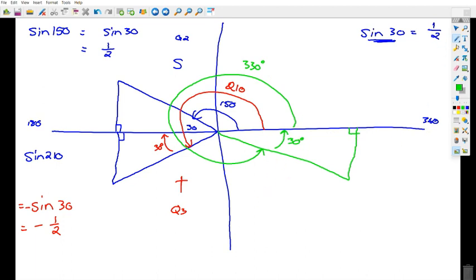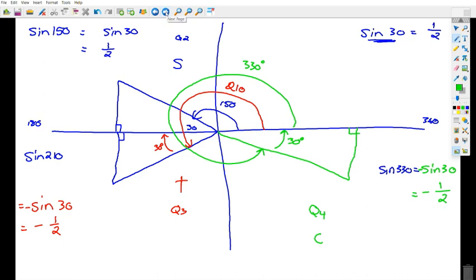So instead of saying sine of 330, I can write sine of 30 degrees. But where am I? I'm in quadrant 4, and we know that only cos is positive. That means sine is negative. I know sine of 30 is a half, but I've got that negative in front, so it's negative a half. I'm hoping that's making sense, so we're going to move on.